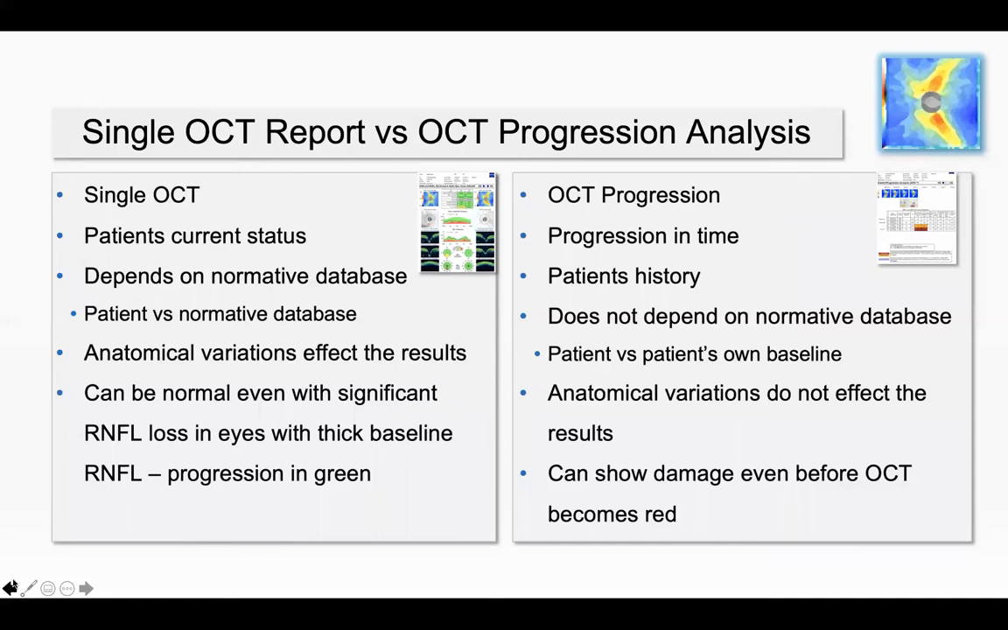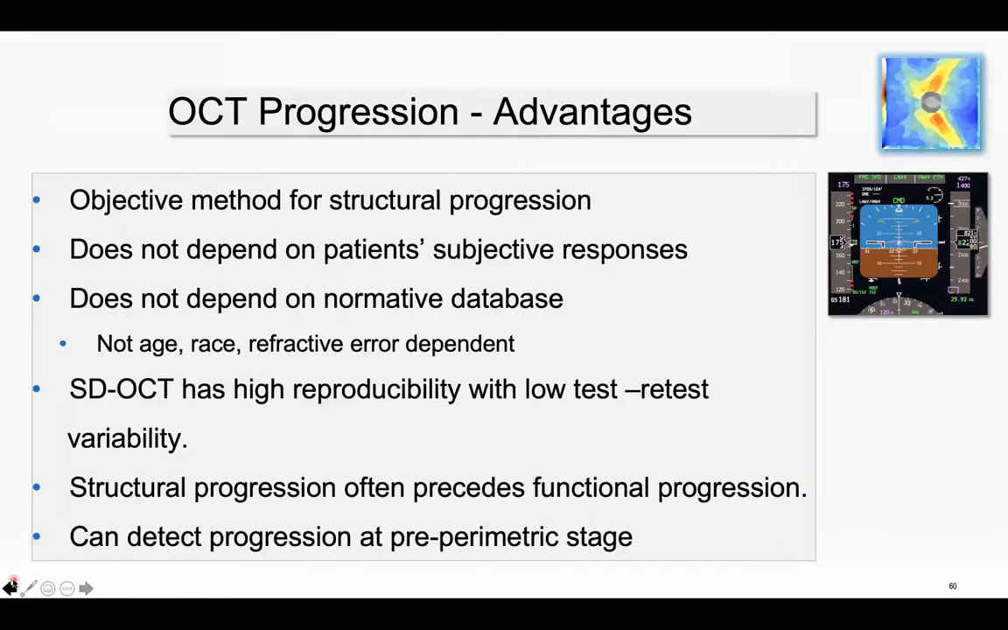On the other hand, OCT progression is progression in time. It's the patient's history. It does not depend on the normative database. It's the patient versus the patient's own baseline game. Anatomical variations do not affect the results. It can show damage even before the OCT becomes red. It is an objective method for structural progression. It does not depend on the patient's subjective responses. This is what I like the most. It does not depend on the normative database.